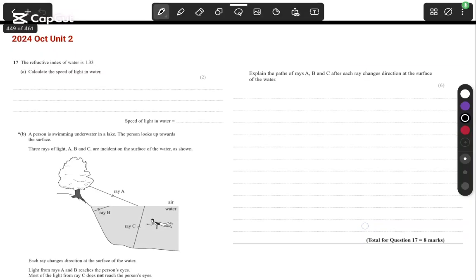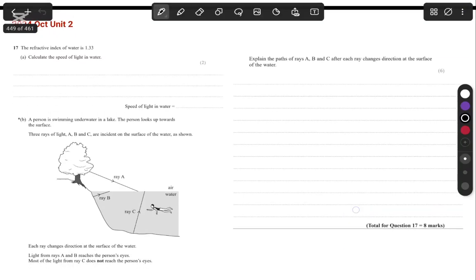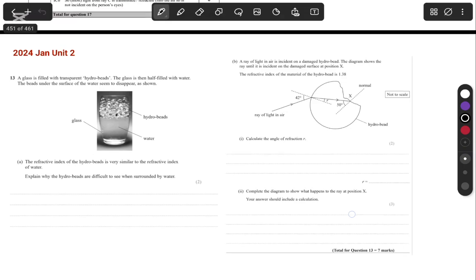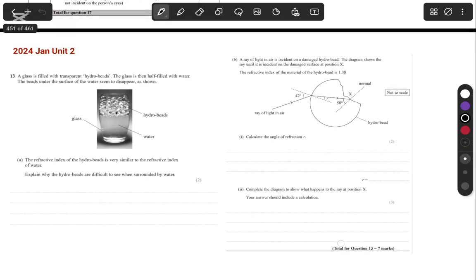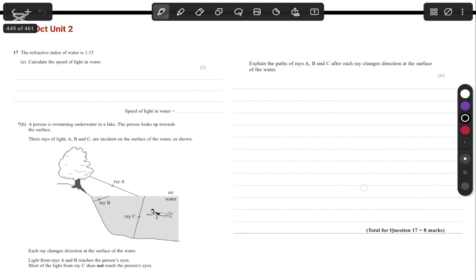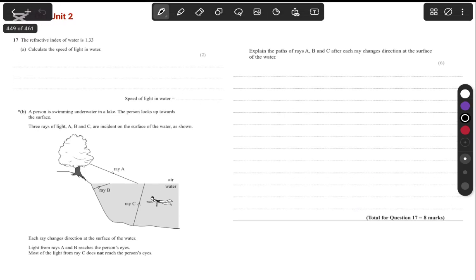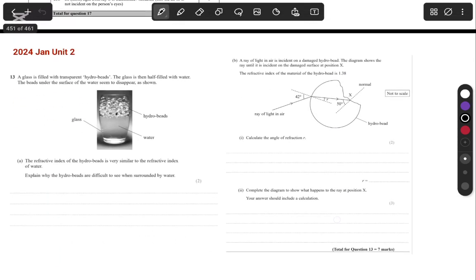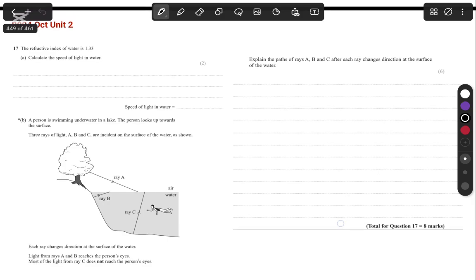Another exam walkthrough for you. This one's from 2024 October, Unit 2. And we've got 2024 Jan, Unit 2. So we're going to be doing these two questions. There's going to be question number 17, so you can pause the video and solve it yourself. And this is question number 13. After that, I'll show you the mark scheme and the examiner report at the end for both the questions.